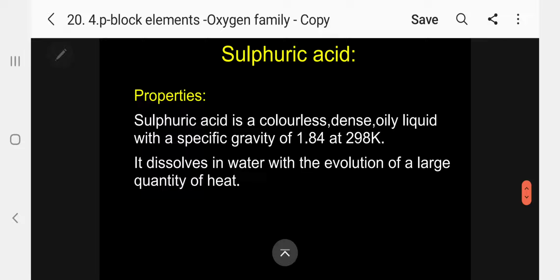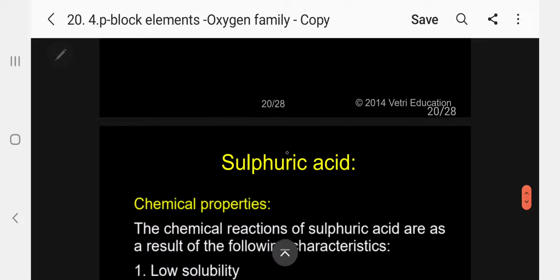Coming to properties. Sulfuric acid is a colorless, dense, oily liquid with a specific gravity of 1.84 at 290 Kelvin. It dissolves in water with the evolution of a large quantity of heat. That you can easily observe. You take a beaker and add some 100 ml of water. To that add concentrated sulfuric acid and touch the outside of the beaker. You can observe heat easily even in the laboratory. So it is exothermic. It dissolves in water with the evolution of a large quantity of heat.